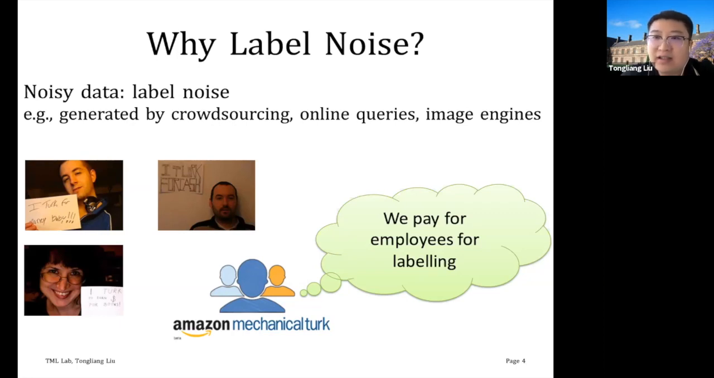So a lot of non-experts can use this platform to earn money by labeling some data. Obviously, those annotators sometimes want to earn as much money as possible. So they may, for example, just quickly click some labels. So the label quality may be low. They must contain some label errors. So when a data set contains label errors, we say that it contains label noise.